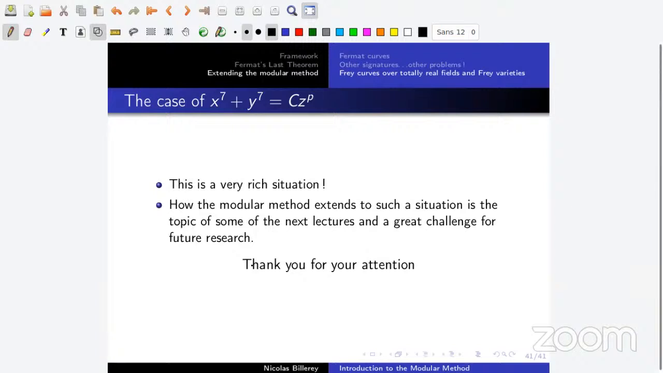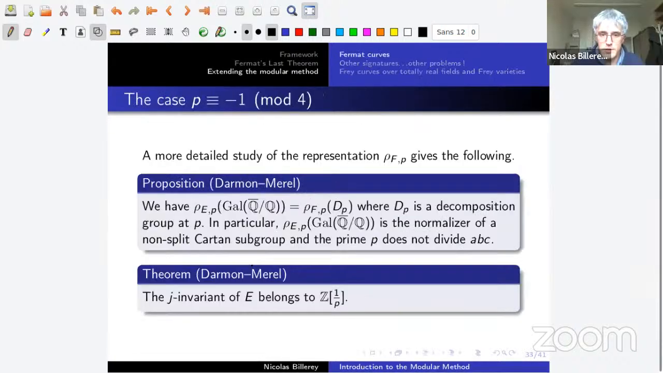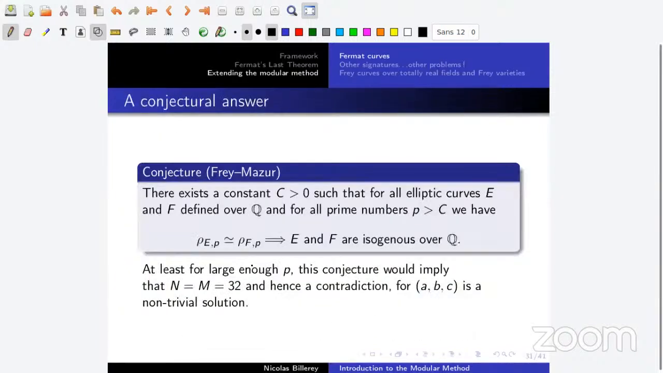Yeah, I have a couple of questions. Sure, go ahead. So the first thing is about this Frey-Mazur conjecture. When p is bigger than some constant C, the mod p representations being isomorphic implies the elliptic curves are isogenous. What is the state of the art about this conjecture? What is known? What is the best result proven towards this conjecture? Oh, I think nothing is known.